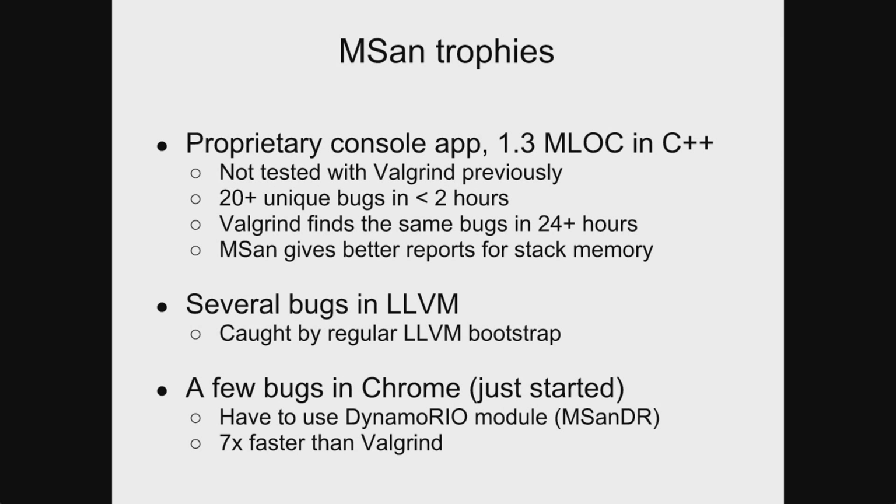As I said, we didn't deploy MSan anywhere significantly, but it already has some good trophies. We tried it on a proprietary console application, more than 1 million lines of C++ code. It was not tested by Valgrind previously, and we found 20 plus unique bugs in just 2 hours. We then tested it with Valgrind. Valgrind finds the same, but in more than 24 hours. And MSan gives better reports for stack memory. And we have found a few bugs elsewhere.